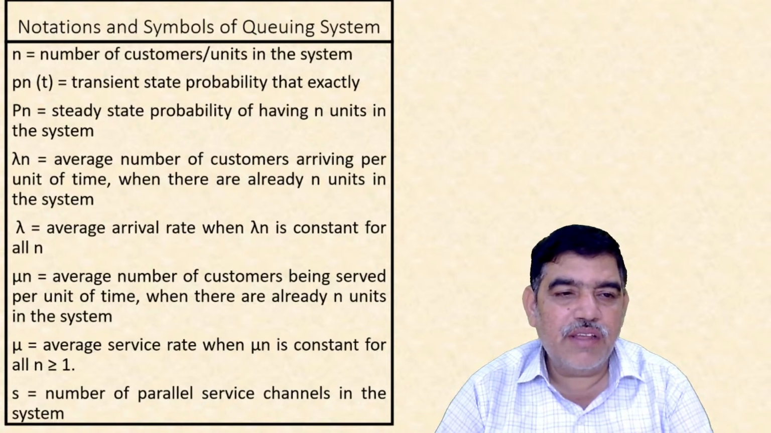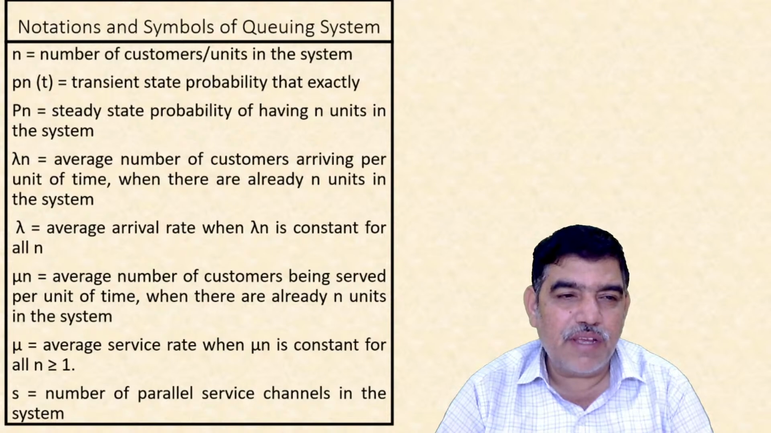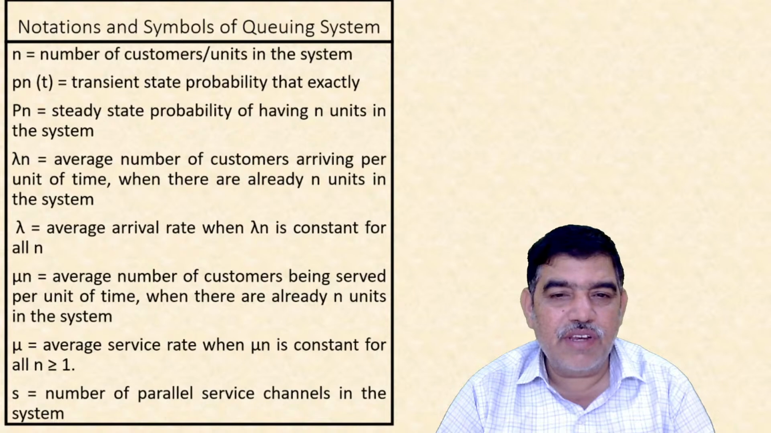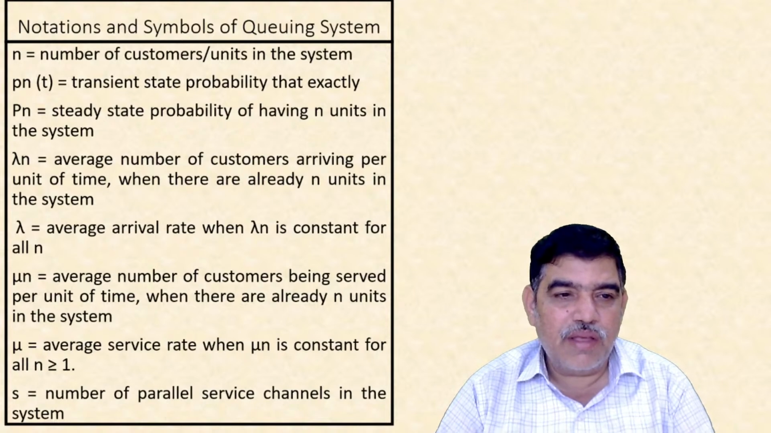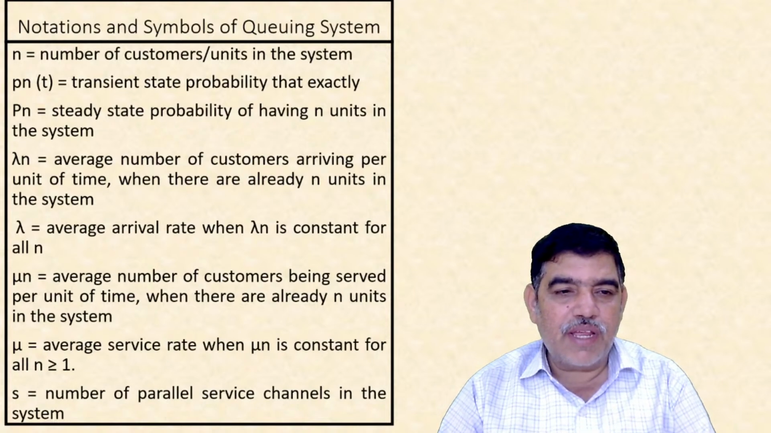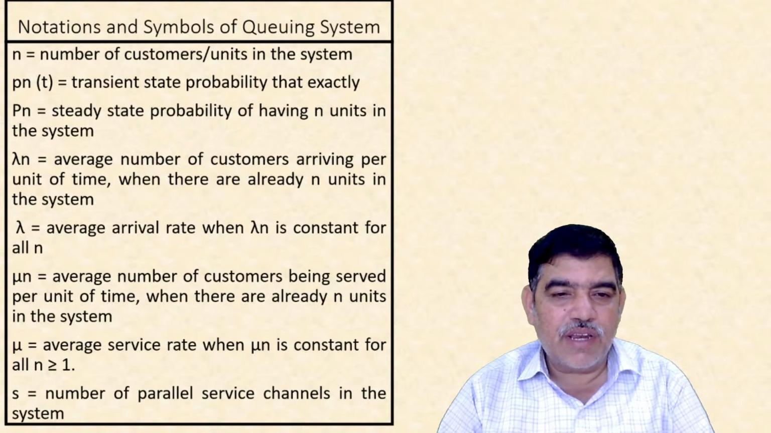Then lambda n indicates the average number of customers arriving per unit of time. Means in a particular period of time, how many customers are arriving, that is known as the average number of customers, when there are already n units in the system. Lambda equals the average arrival rate when lambda n is constant for all n.